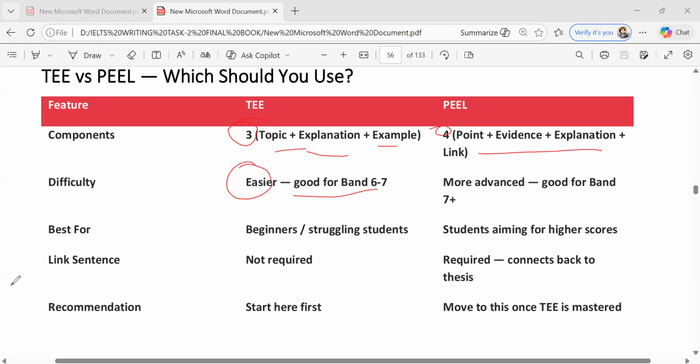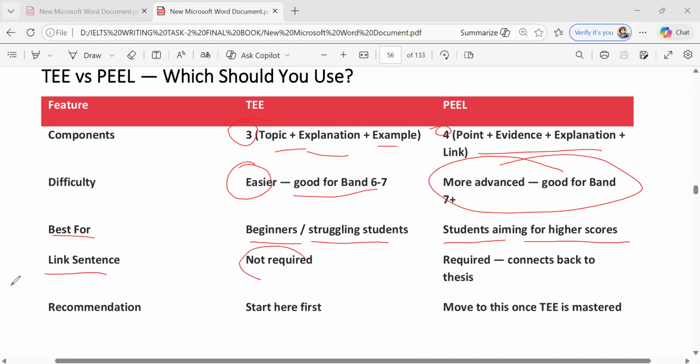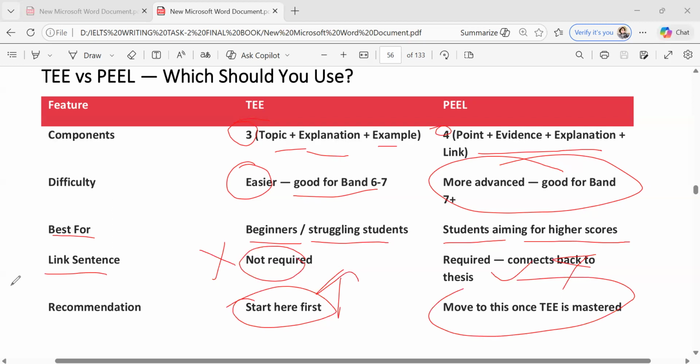But if your target is 7 plus or 8 band, then you may move towards the PEEL formula. Best for beginners, struggling students, students aiming for a high score, and a linking sentence is not required, but here it needs a clear linking sentence. Recommended, clear. First of all, start here. Once you master it, then you may move to your PEEL structure. After this, we're going to take some of the examples.